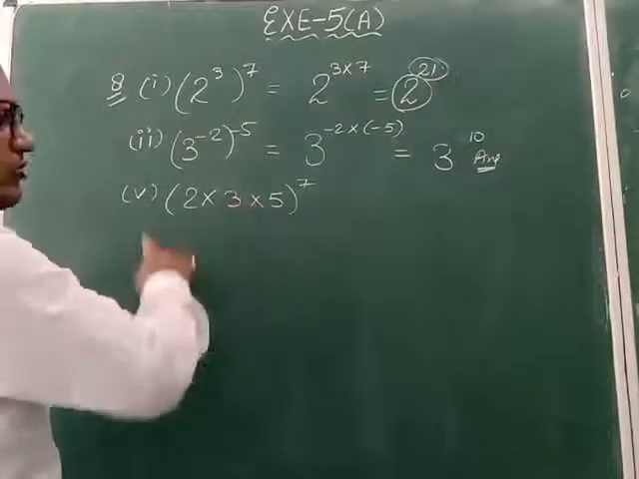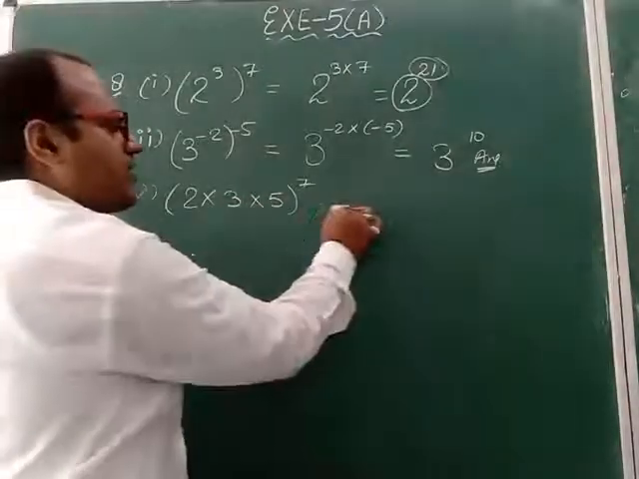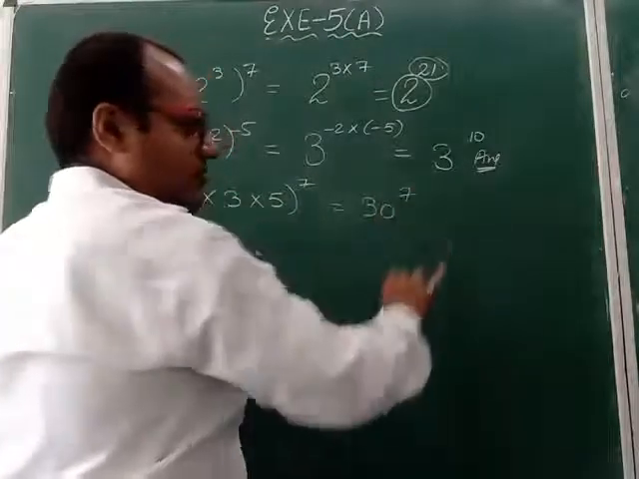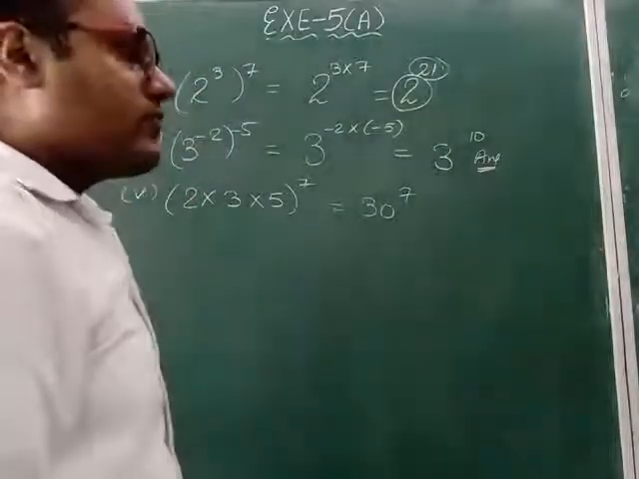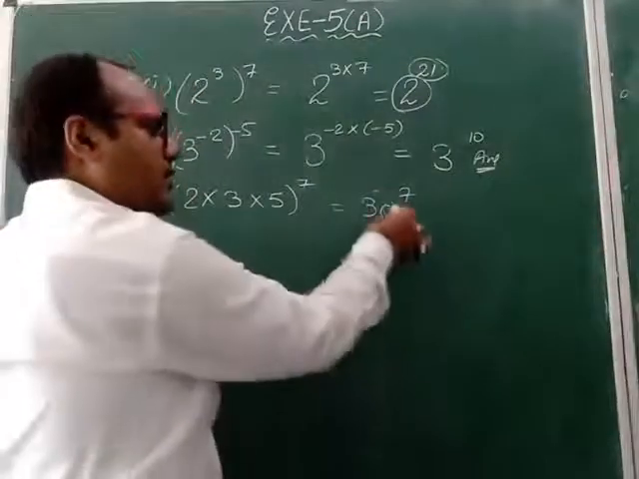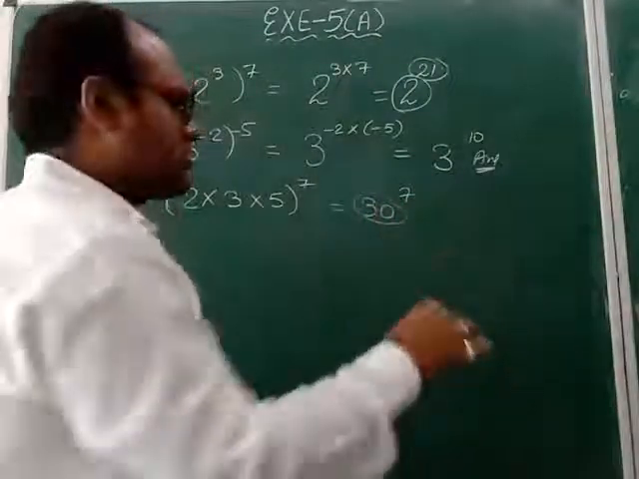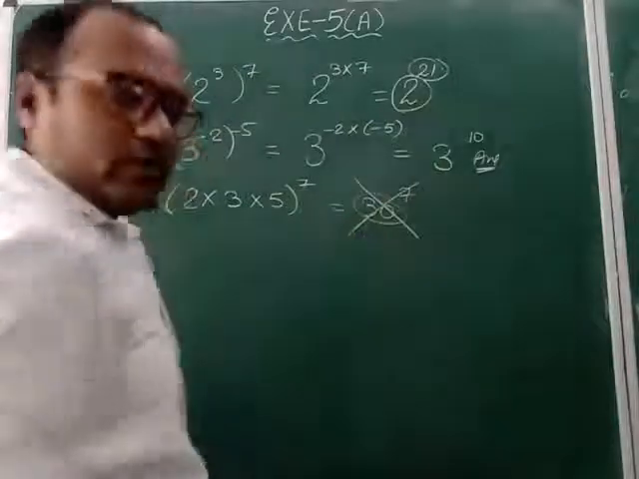5 times 2 is 10, 10 times 3 is 30. If we write 30 power 7, then the answer will be wrong, because in the question it is written that we have to write it as a power of a prime number, and 30 is not a prime number, so we will not write this method. So what do we have to do?